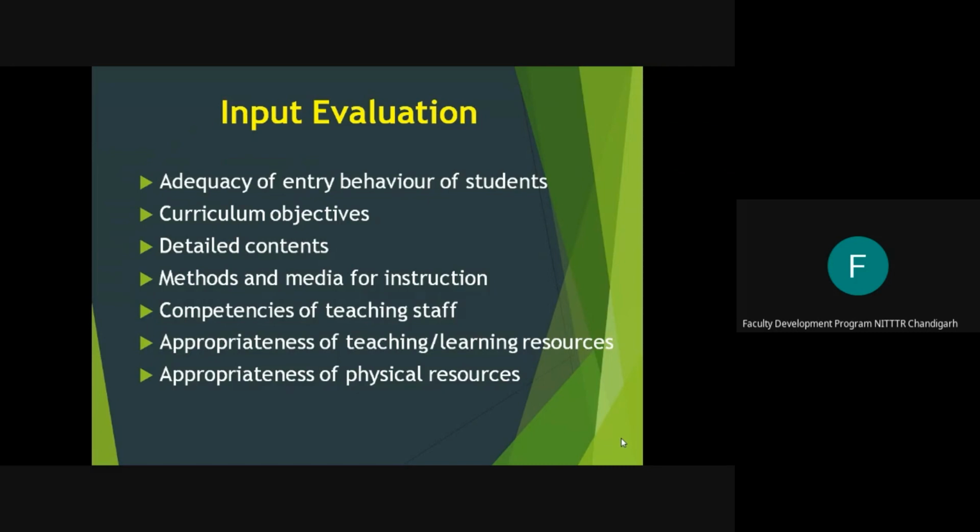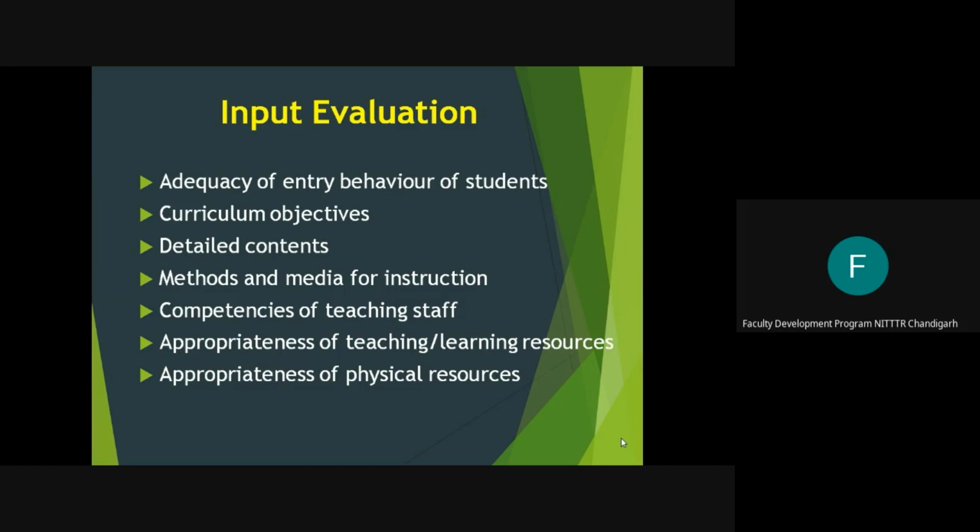What are the goals of my curriculum objectives? Whether they are appropriate, whether those objectives are helpful to them, whether if we achieve those objectives, they will make the students employable or not. So this is very, very important. Are the curriculum objectives helpful to them in getting employment? What are the detailed contents? Whether the theory and practical parts are integrated together.